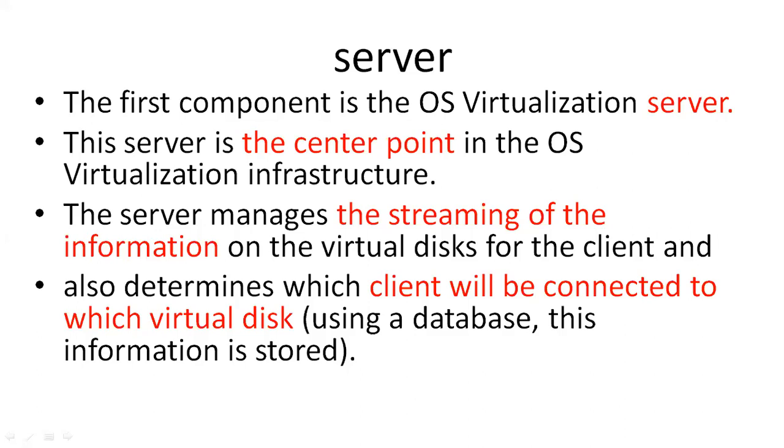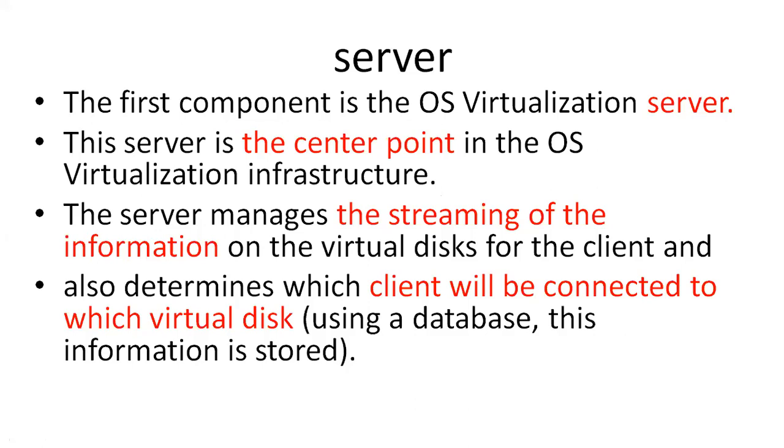What is the streaming of information? The continuous information flow up and flow down on a virtual disk for the client, and it determines which client will be connected to which virtual disk using the database. This information is stored. That is simple information. What is the simple information? The server manages the streaming of information on a virtual disk for the client.